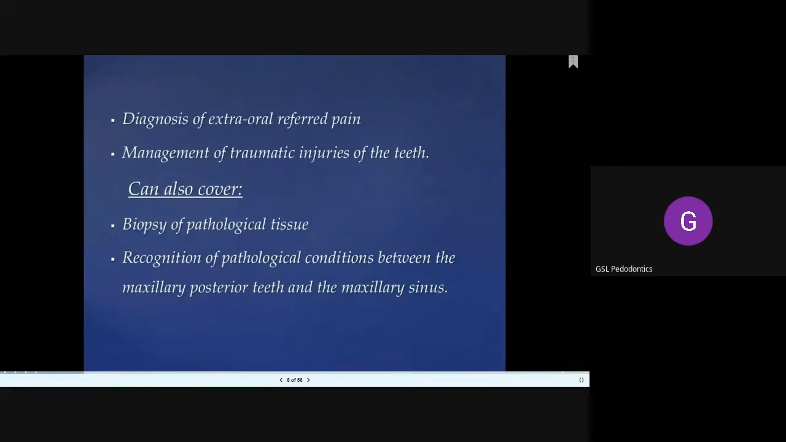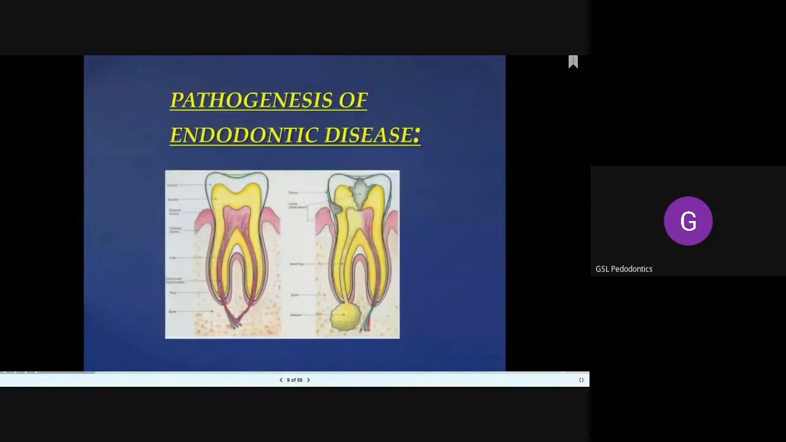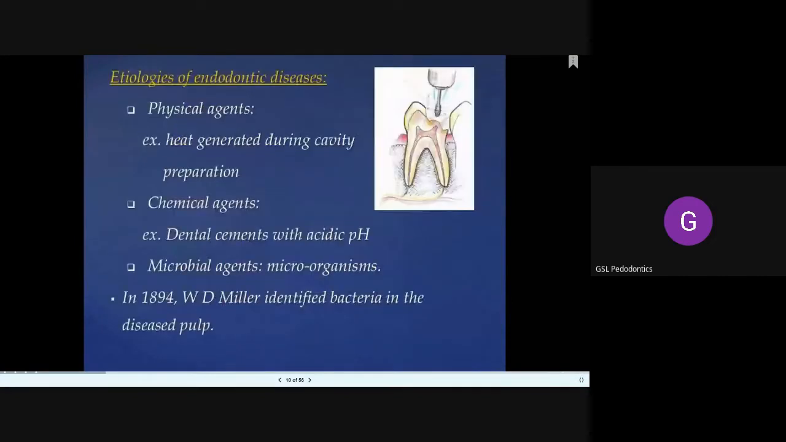And if any extraoral pain comes, such as swelling and any pain related to the ears and all, that also you should be able to diagnose. And traumatic injuries of all types, like Ellis class 1, Ellis class 2, Ellis class 3, everything you should be able to identify. And you should also cover pathological tissue biopsy, and you should be able to differentiate between tooth pain and maxillary sinus pain. So the pathogenesis of endodontic diseases, these are nothing but pulp and periapical diseases, which we will see in the next class.